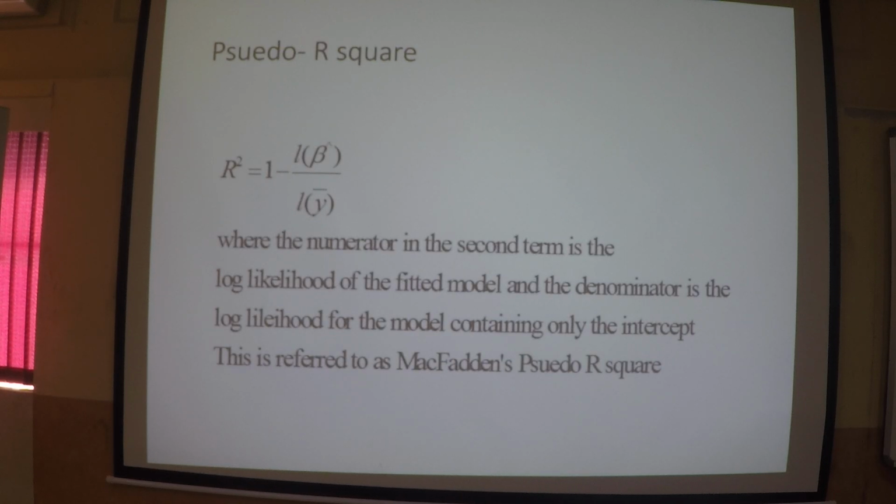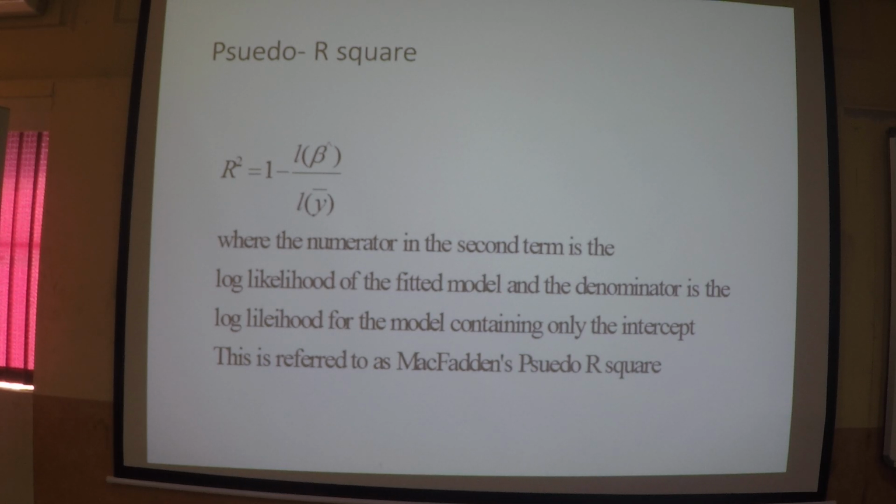Now, this is what we call McFadden's pseudo-R square, for which Sid wanted a reference. The numerator in the second term is the log likelihood of the fitted model, and the denominator is the log likelihood of the model containing only the intercept. So the unrestricted model versus the restricted model. Remember, the log likelihoods will be negative. The basic idea is that the log likelihood of the unrestricted model would be bigger than the log likelihood of the restricted model.